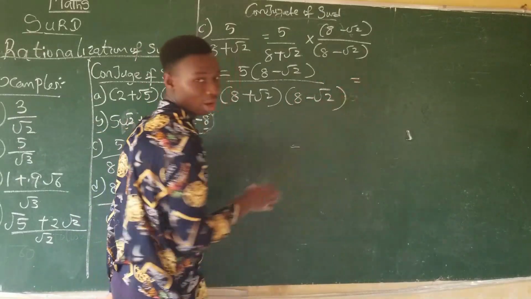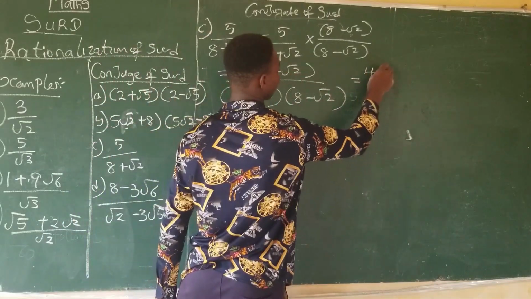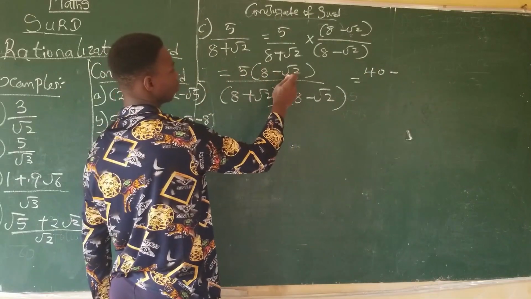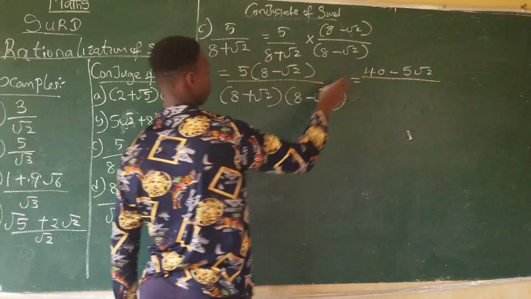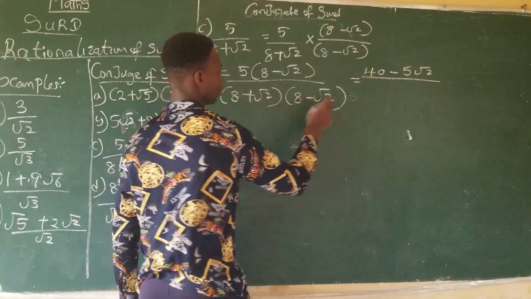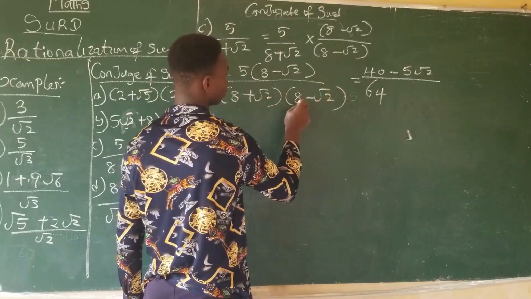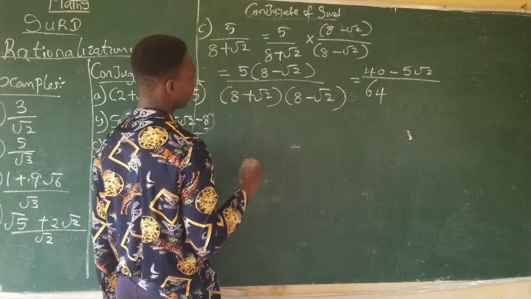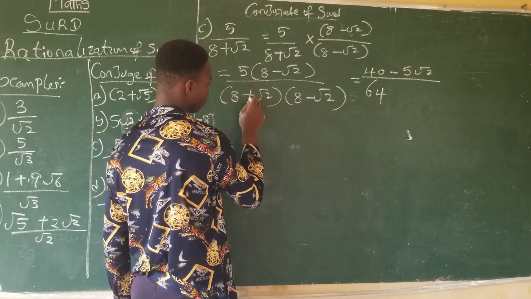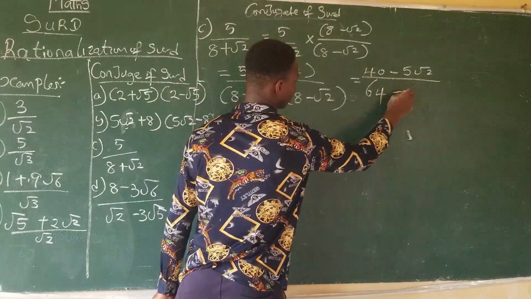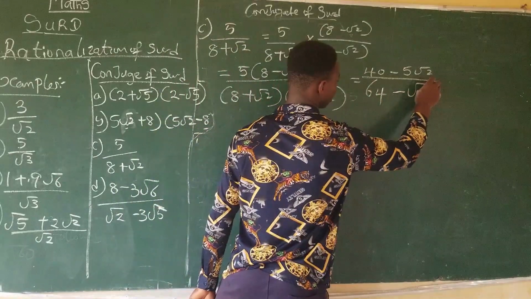But for this question, I'll be very straightforward. 5 times 8 is what we have as 40, minus 5 times root 2, which gives us 5 root 2. Now, for this, 8 times 8, we have 64. If you use this to multiply this, and this to multiply this, they will both subtract themselves together. So let us go straight to the points. Plus times minus gives us minus. Root 2 times root 2 gives us root 4.